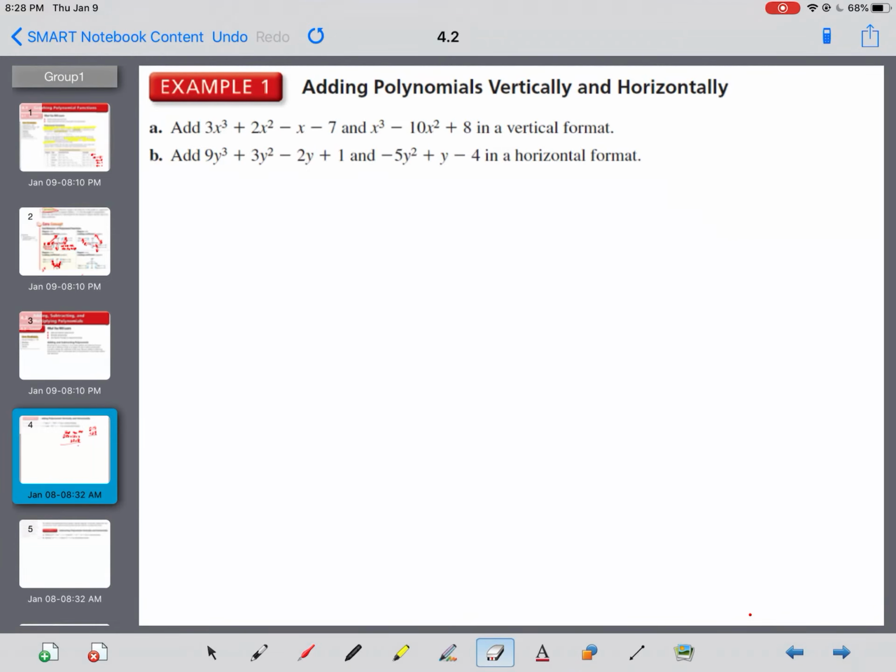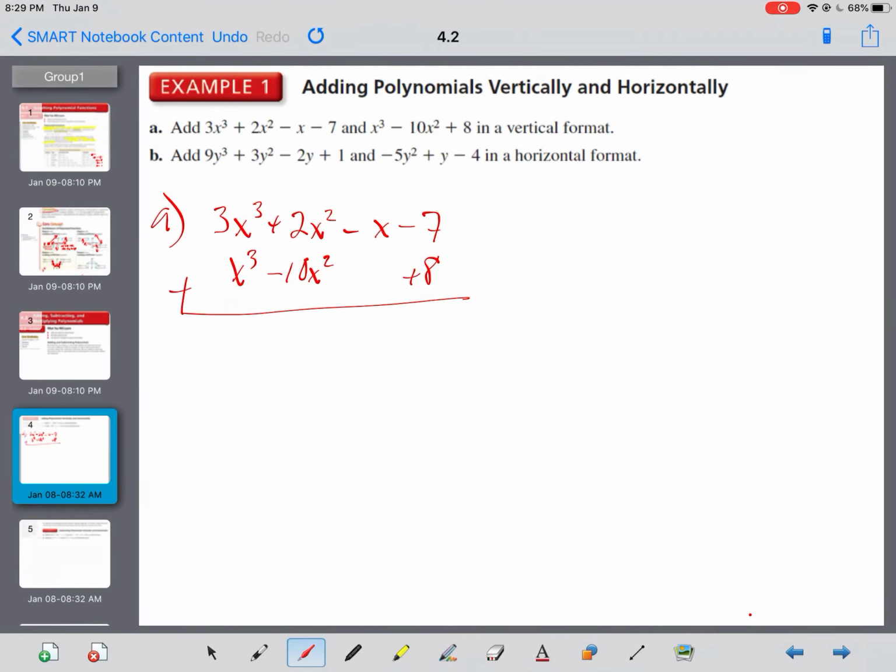That same thing happens. We're going to do that, but with variables involved. So let's look at A. 3x to the third plus 2x squared minus x minus 7. And I'm going to add x to the third minus 10x squared plus 8. Okay, and so I'm going to add them together. Now notice, and I'm going to do it a different color, I didn't do anything right here. You could put plus 0x. There's no x in the polynomial, so I just skipped that spot so that everybody lines up. The constants, the x's, the x squareds, the x to the thirds. Make sure you line them up so you don't misadd coefficients.